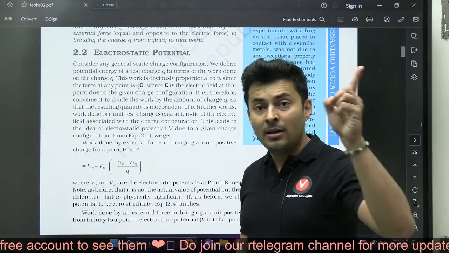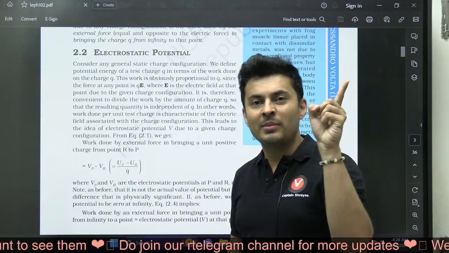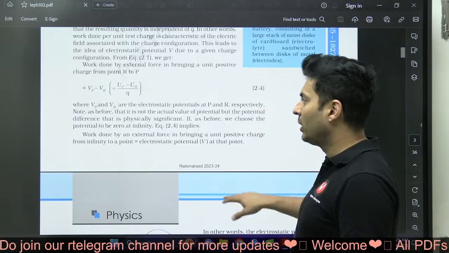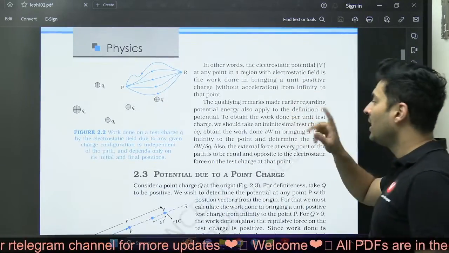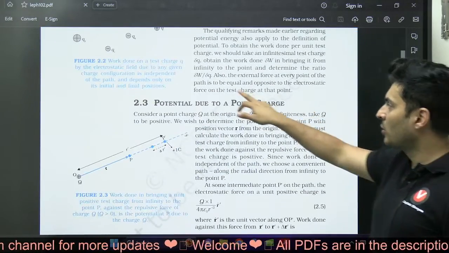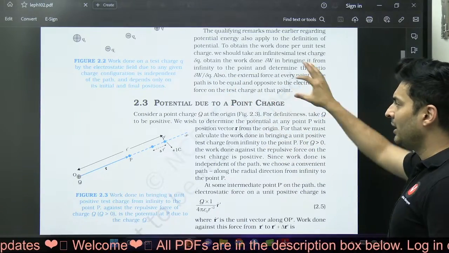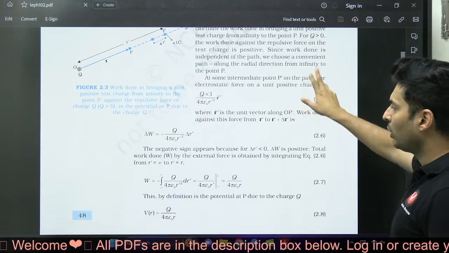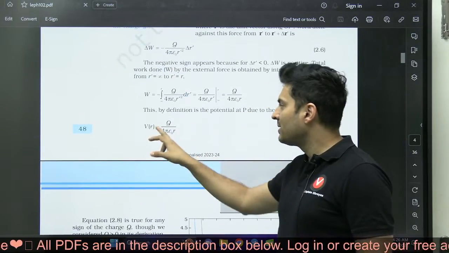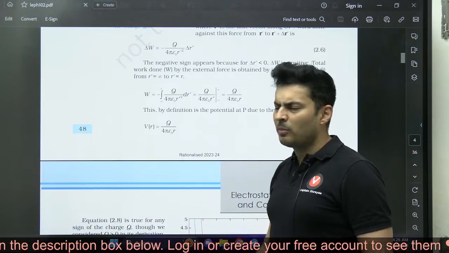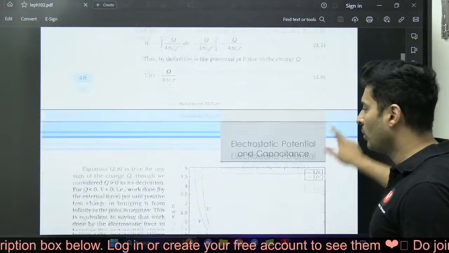So work done per unit charge to bring it from infinity to that point is called the electrical potential. So it is joules per coulomb, and that is volt. It's joules per coulomb, work done per unit charge. You can see right over here, infinity to the point. The definition is right over here. And the potential due to a point charge is KQ by small r, no r square over there. 1 by 4 pi epsilon naught is just K, Coulomb's constant.